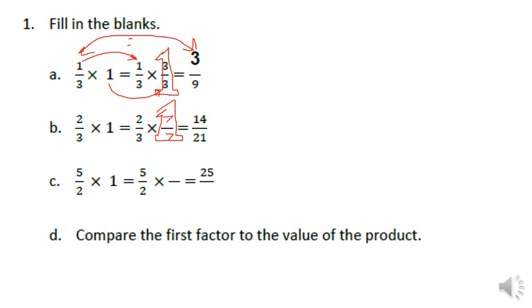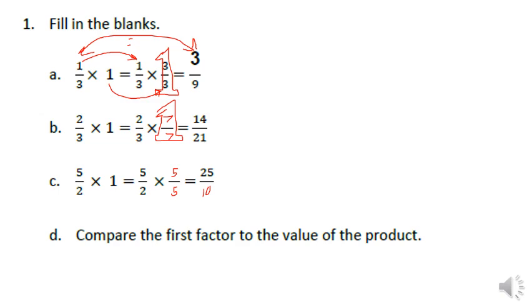On C, we're multiplying 2/5 times 1. So 5 times something equals 25ths. Well, I know 5 times 5 is 25. So 2 times 5 would be 10. So 10/25ths would be the answer.